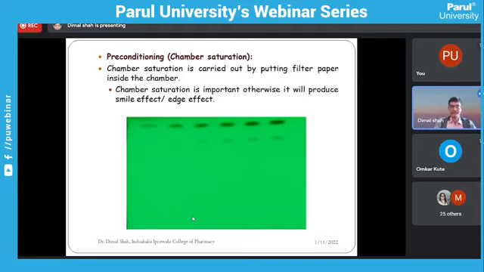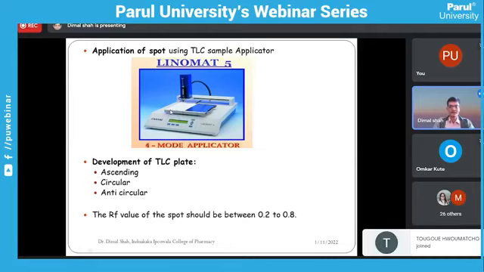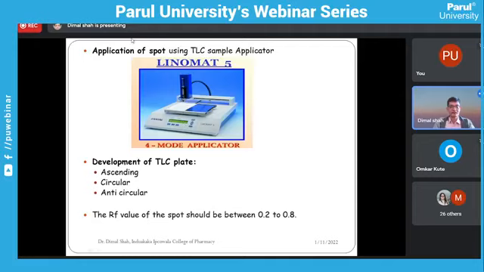Fine. Now, once your mobile phase and your stationary phase are ready, you can go with application of the spot. This is a CAMAG Linomat 5 sample applicator where you are placing a TLC plate. By programming, you are setting the quantity of sample to be applied, and in this syringe you will fill your sample, and then you will apply your sample in the form of a band. Yes, your sample is applied in the form of a band.